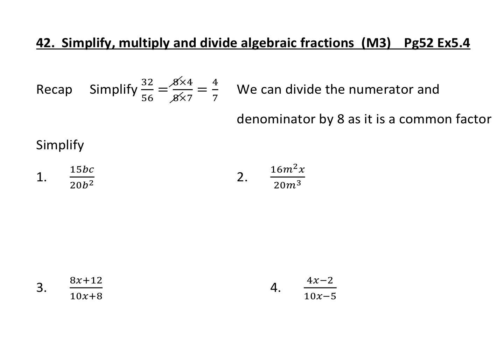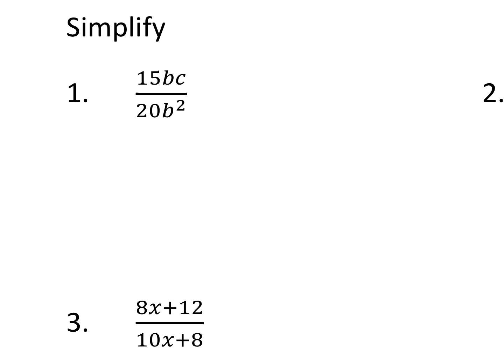Okay, number 1. We've got 15bc and we're dividing that by 20b squared. So I can divide the numerator and denominator by 5. It gives 3 and 4. Because 3 goes into 15 5 times and 4 goes into 20 5 times. b and b squared. b is common there. If I divide the top by b, we'll just get 1. If I divide the bottom by b, b squared divided by b would just be b. And then we've got a c. c is not on the denominator, so we just leave it as it is.